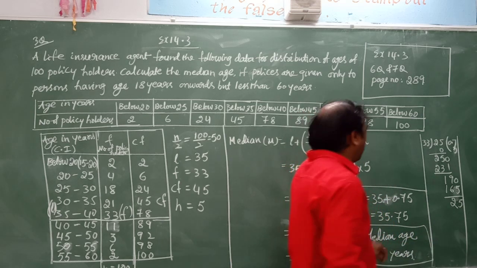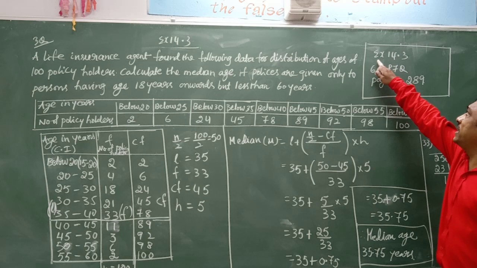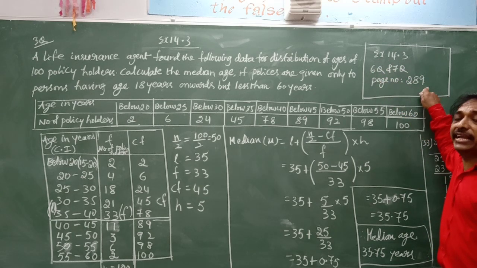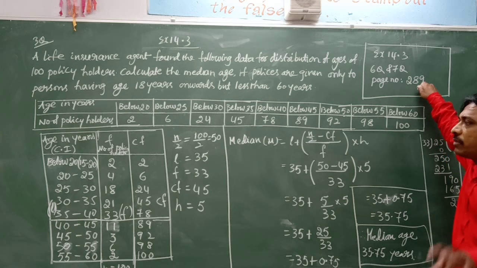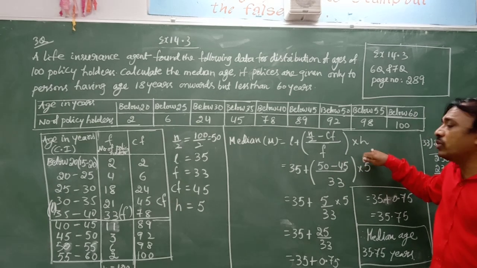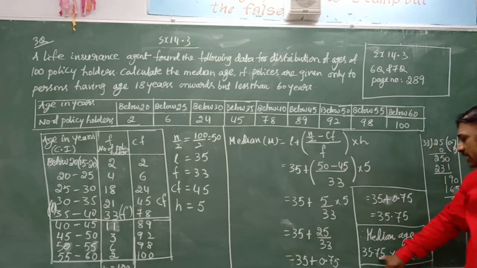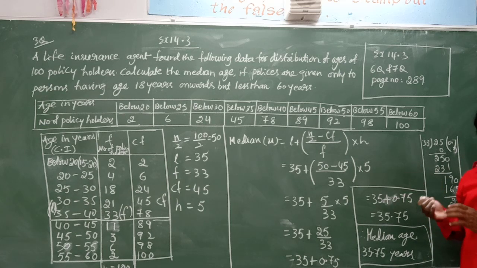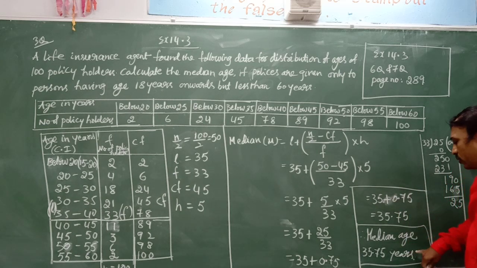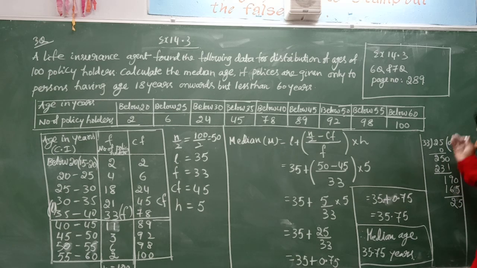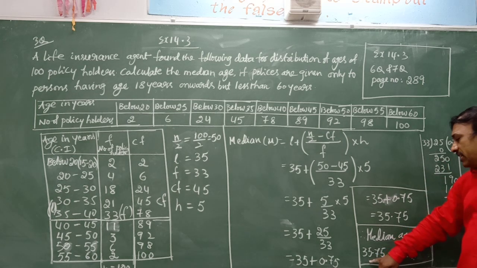Next, you have homework questions here: Exercise 14.3, questions number 6 and 7, page number 289. Same median formula. What is the median formula? L plus n by 2 minus CF by F into H. I told you 36 because I was making a round figure, but if you continue the division you may get one more digit, and when you round off it may be 37 point something.